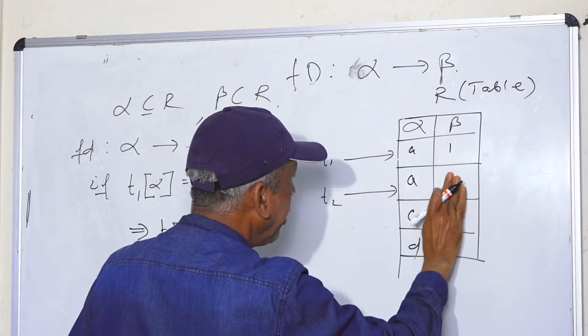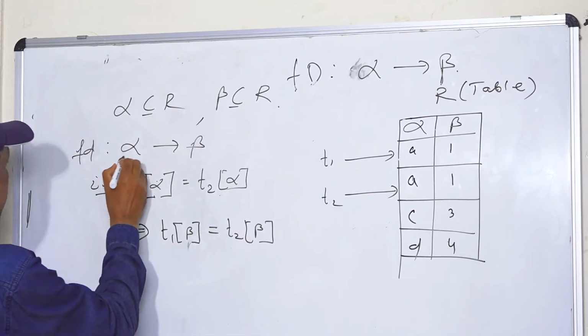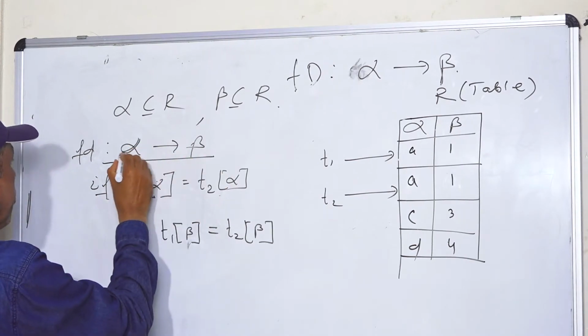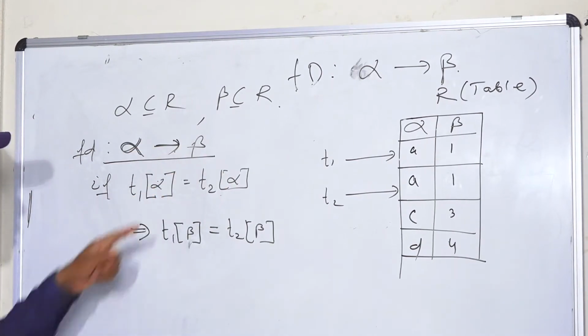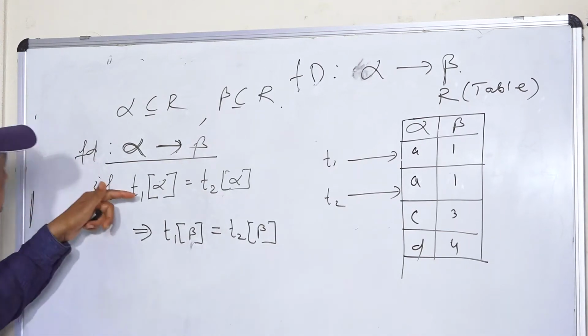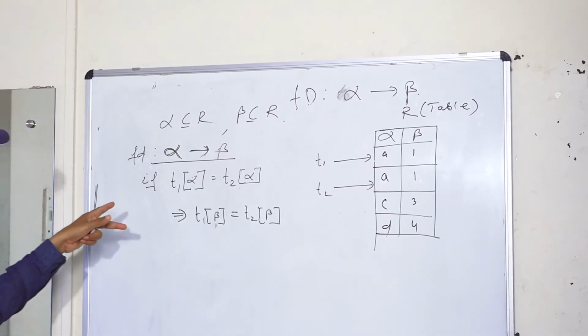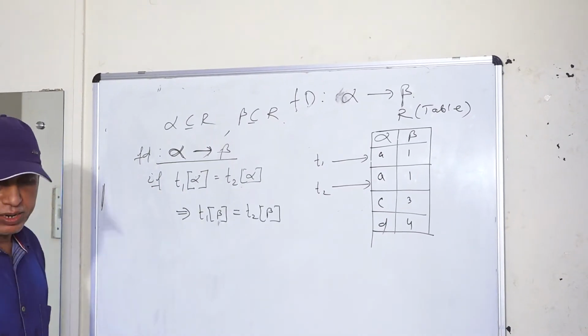should be equal to T2 of beta. So in this case, it should be 1. Then we say this is a functional dependency from alpha to beta. So this is your formal definition, or mathematical definition, of the functional dependency.